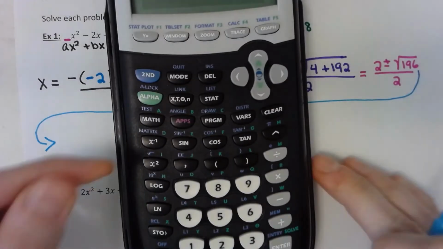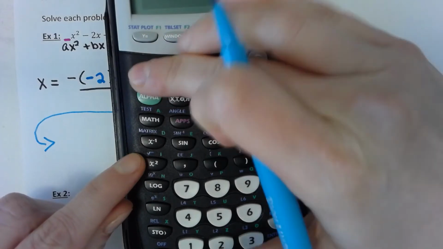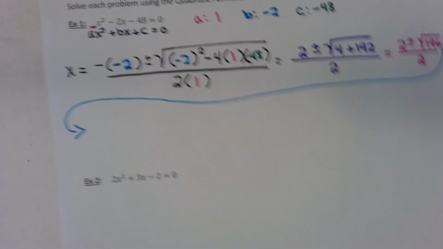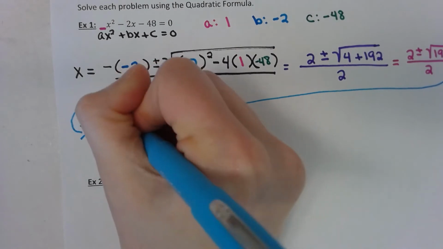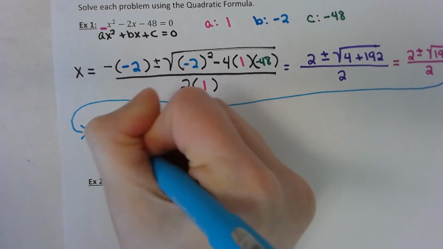If you didn't know where it was on your calculator, it's above the x squared button in blue. So you press second, x squared, it'll give you your square root sign, and you can type in 196, which is 14. So now our problem is 2 plus or minus 14, this whole thing divided by 2.